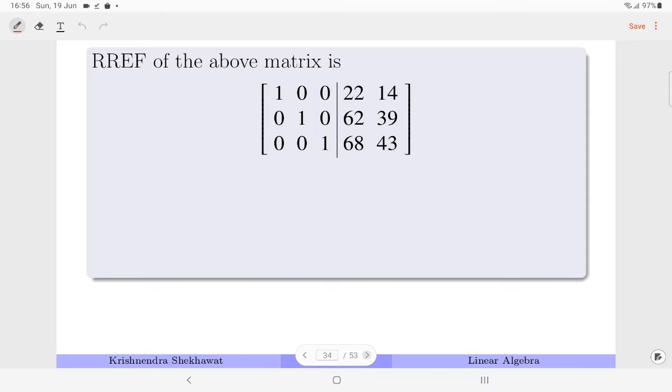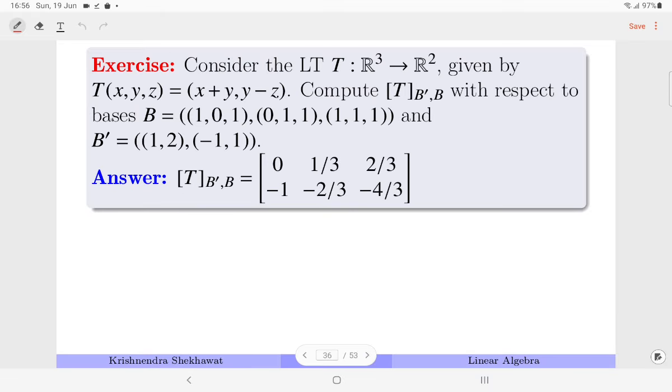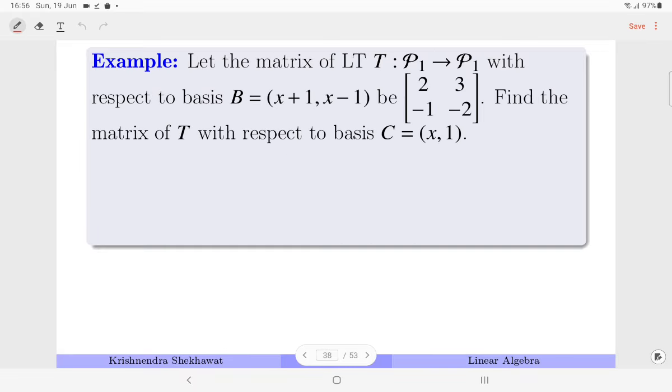There are a few exercises also which I have added. You can try them by yourself. And then let's move to a very interesting question. I suggest you spend some time thinking over it and try to do it by yourself first. It says that T is a linear transformation from P1 to P1 with respect to basis B. Then I have to find the matrix of T with respect to basis C.